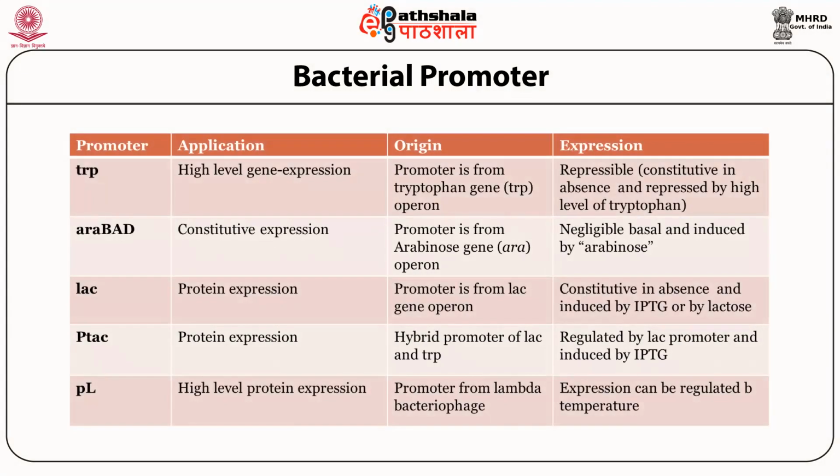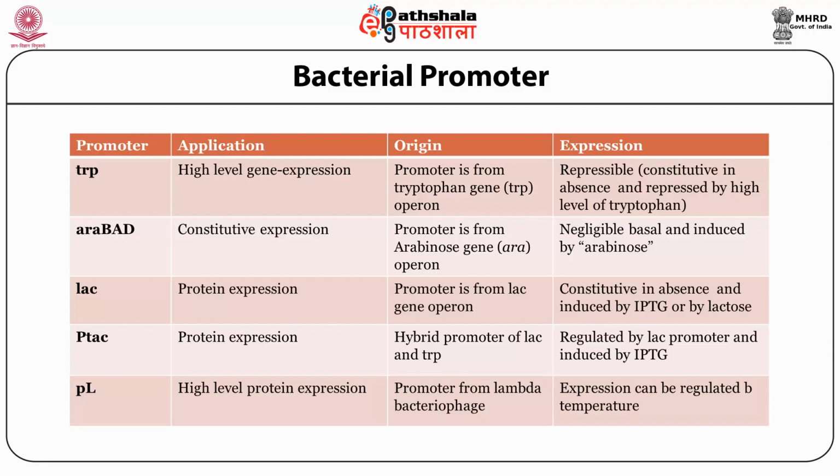Continuing our list of bacterial promoters, TRP1 is another promoter that has been used, and as you can see it is based on the tryptophan operon. It is used for high level expression of protein. This is constitutive in the absence of tryptophan, but can be repressed if we have a high concentration of tryptophan. So this is a promoter which can be regulated.